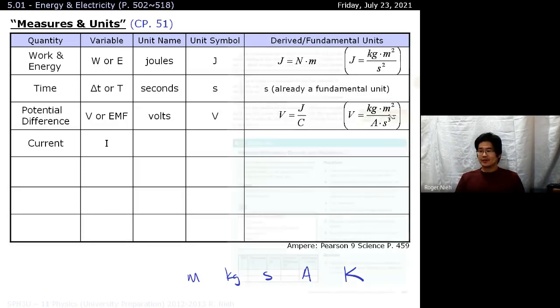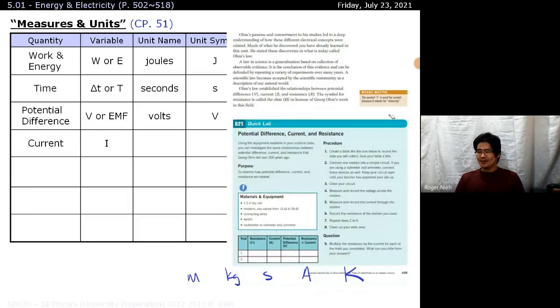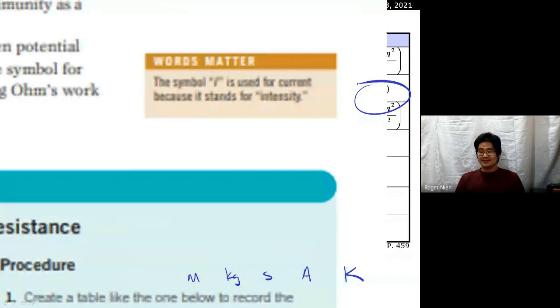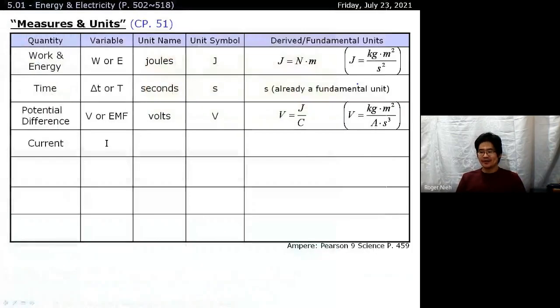It was briefly mentioned in the grade 9 textbook. So when I taught the grade 9 textbook, I actually read the little margins. And if you look at the little margin over here in the grade 9 textbook, it tells you right there. The symbol I is used for current because it stands for intensity. Nice to know. I did not know that myself. Good job, grade 9.